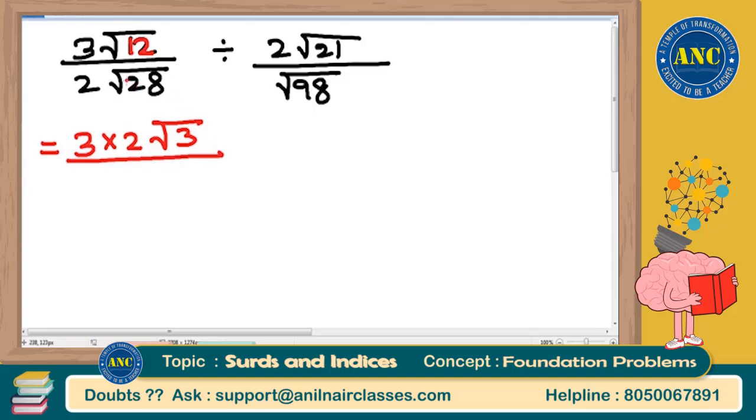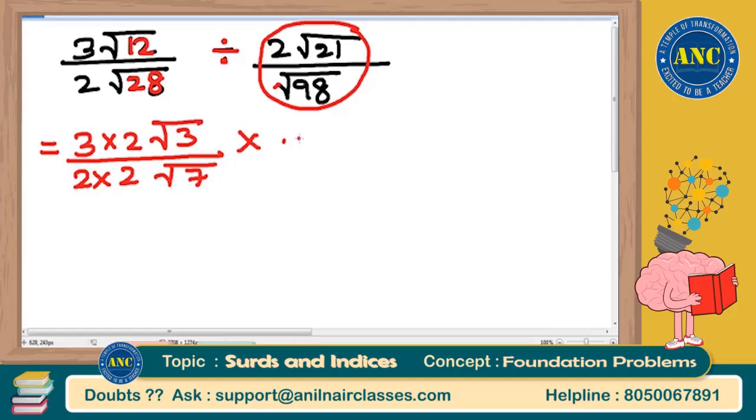Similarly, 28 is 4 into 7. Square root of 4 is 2. Take it outside, you are left with root 7. If I convert this division to multiplication, this term will become reverse. That means the numerator will be root 98. Root 98 is 49 into 2. What is the square root of 49? It is 7. Take that 7 outside. You will be left with 2 inside the square root.